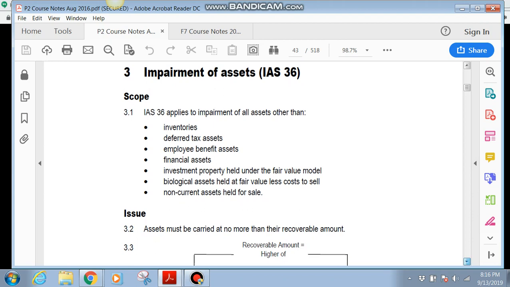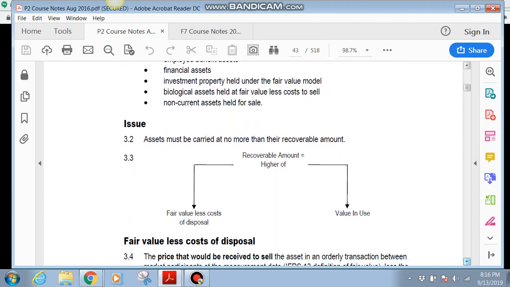So what is this impairment? Impairment is when an asset's carrying amount is higher than its recoverable amount. Then an asset is impaired.